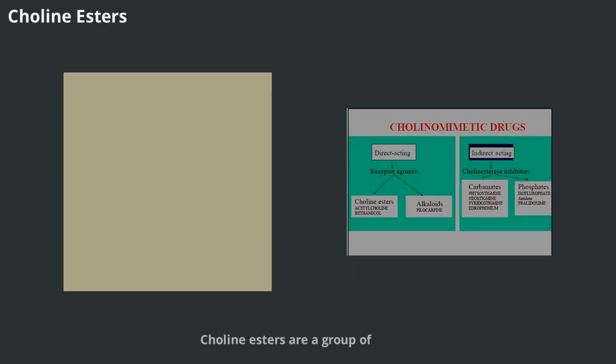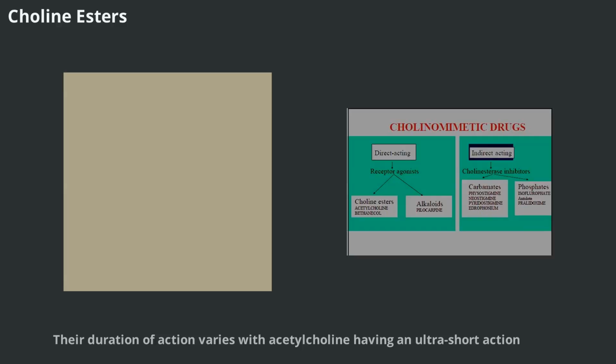Choline esters are a group of drugs that activate muscarinic or nicotinic receptors. They are polar compounds that poorly cross the gastrointestinal tract and blood-brain barrier. Their duration of action varies, with acetylcholine having an ultrashort action, methacholine intermediate, and bethanechol and carbachol having long actions. These differences are important for their clinical use.